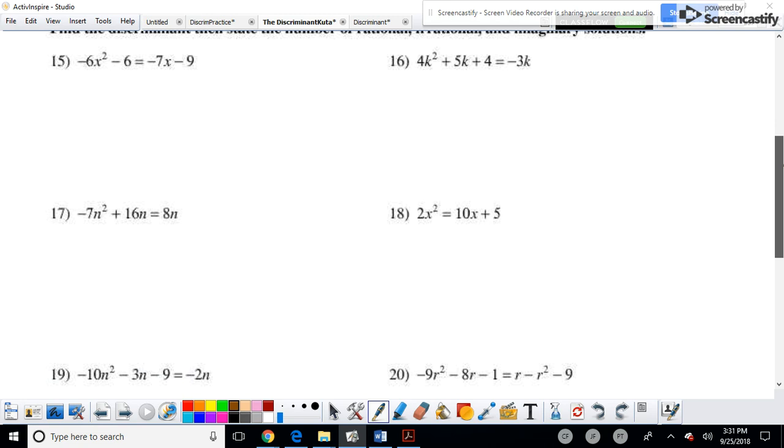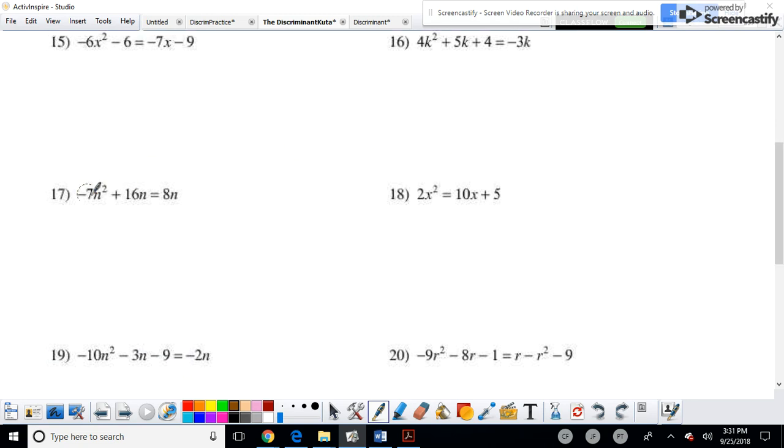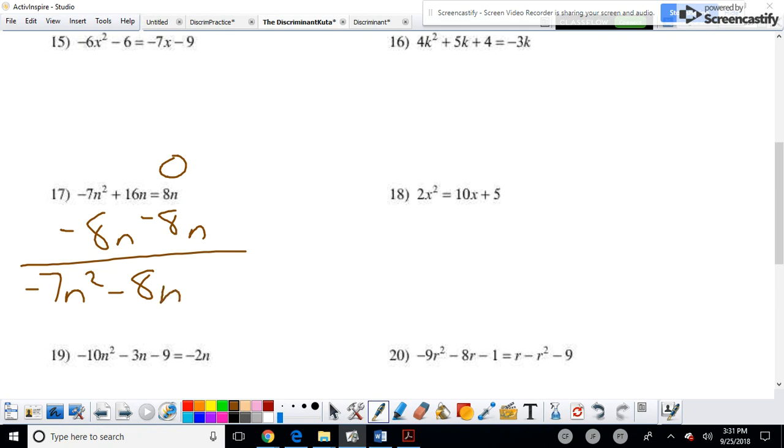Say you've got, I don't know, I guess let's just do this one. Same thing. I see that it doesn't equal 0. It equals 8n. So I need to subtract 8n on both sides and combine it. I'm not going to combine it with 7n squared. They're not like terms. So I'm going to bring everything down. 7n squared minus 8n. Oh, I'm sorry. So that's 16 minus 8. So that's going to be positive 8n equals 0.